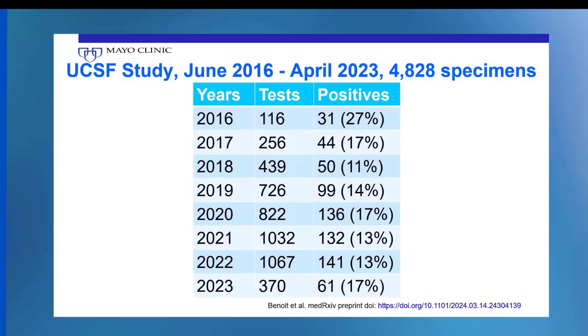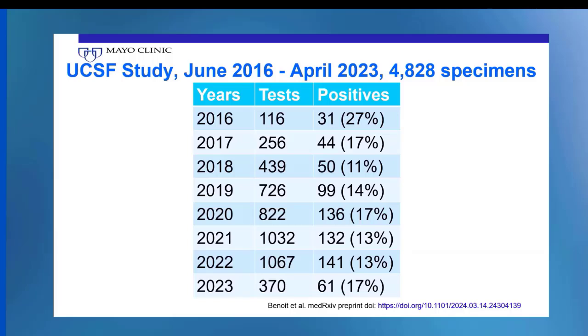So they described their experience between June 2016 and April 2023, testing 4,828 specimens. And I think it's helpful to take a look at this. First, you see the test volume that varies from 116 to a little over 1,000 a year. And then you see the positivity rates. And you can see that that's a little bit higher in year 1 and then sort of settles down.